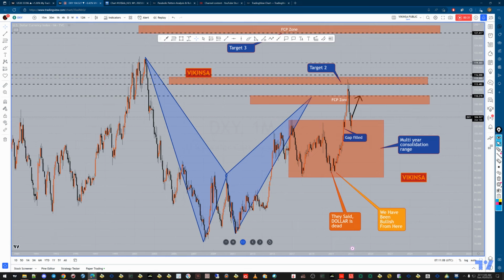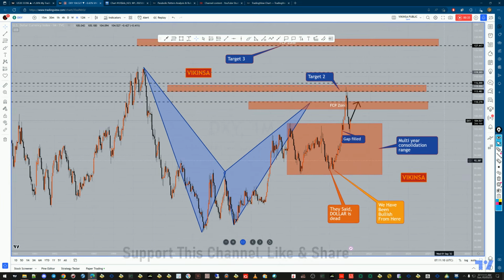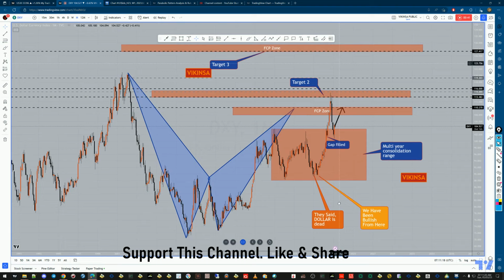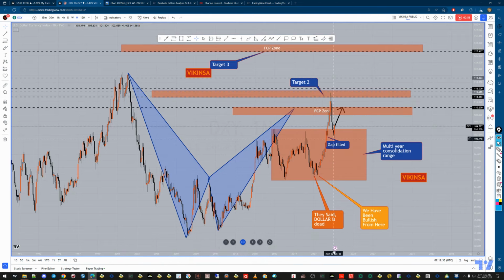Okay, so this is the overall multi-year, multi-month plan that we have been following since we were around the 89 level. And the dollar went to target 2. If you have not been following my analysis, this is a little refresher for you. The market started to go up from here because we have this multi-year W pattern forming, which had target 1 here, target 2 here, target 3 here. The market came into target 2, got slightly overextended, and then started to fall back.